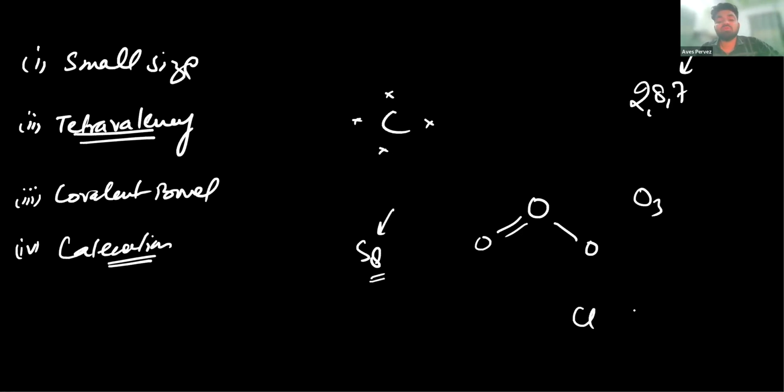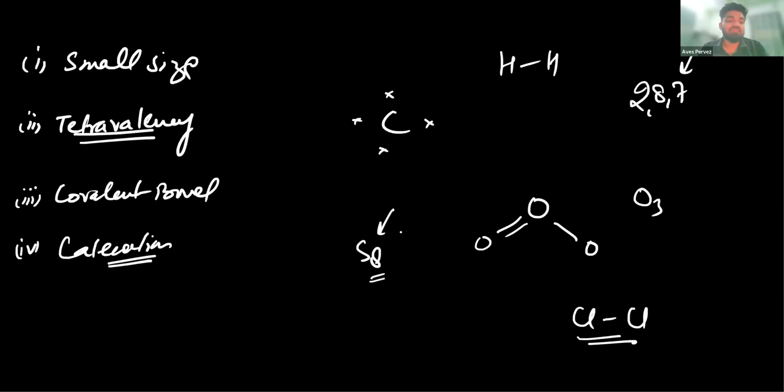Similarly, chlorine shows catenation property up to 2 atoms, Cl2. Hydrogen shows catenation property up to 2 atoms, H2. So these are different atoms showing catenation property up to only a few atoms. But carbon can show it because of the above reasons, which these elements don't have.